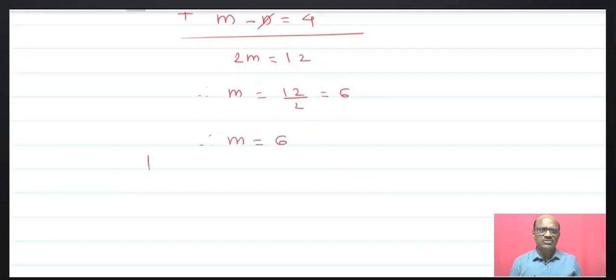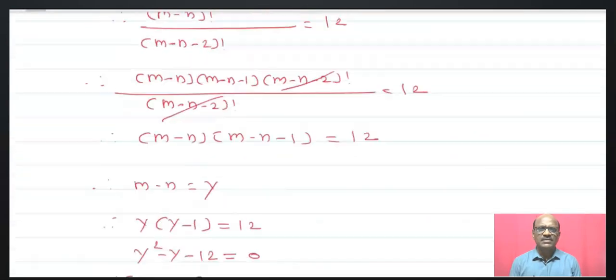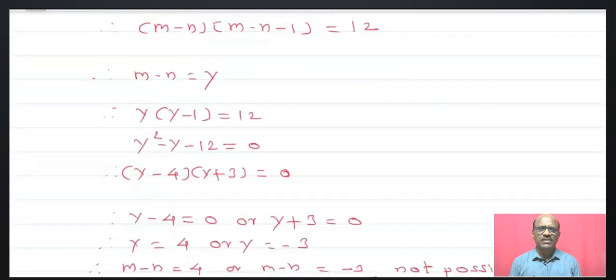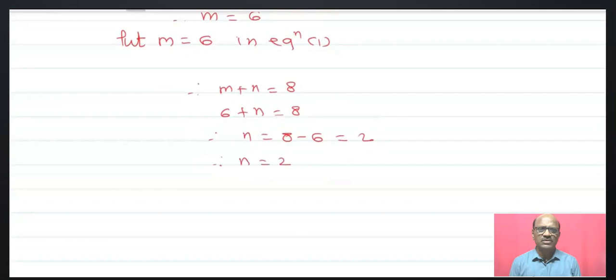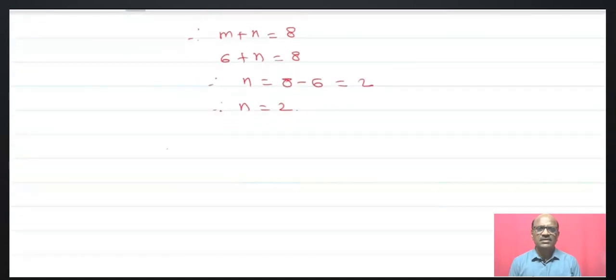Put m is equal to 6 in any one of these two equations. Therefore, you will get m plus n is equal to 8. 6 plus n is equal to 8. Therefore, n is equal to 8 minus 6. That is equal to 2. n is equal to 2. Now, next is m is equal to 6 and n is equal to 2.